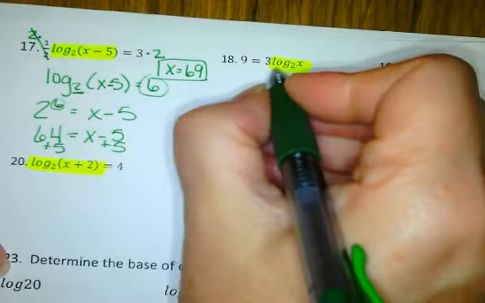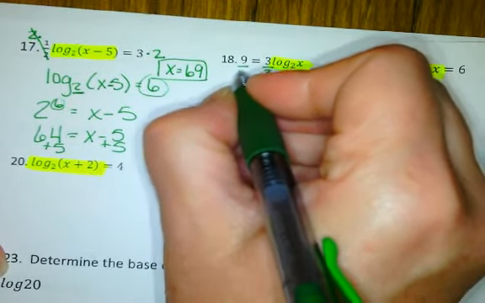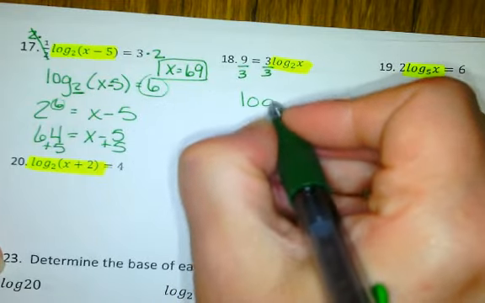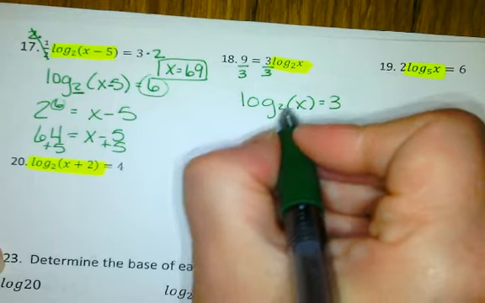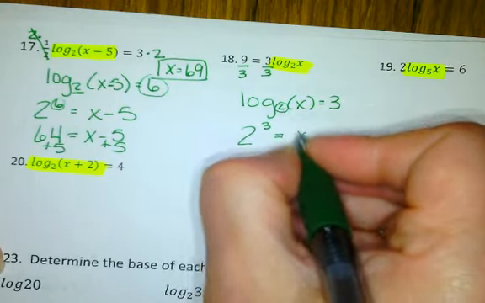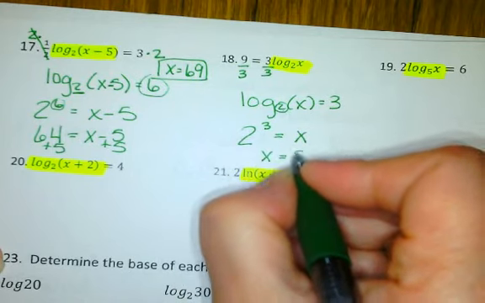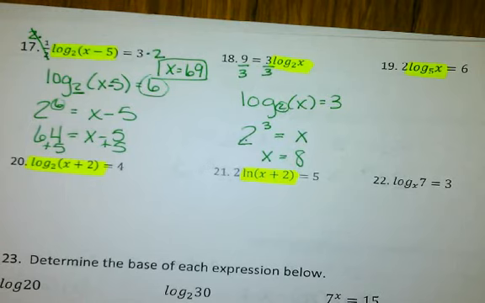All right, on number 18 here, again, I want to try to get that log base 2 of x by itself, so I'm going to divide by 3. So that gives me log base 2 of x equals 3. And again, there's my base. So the base stays the base and the others switch place, and x equals 8, because 2 times 2 times 2 is 8.